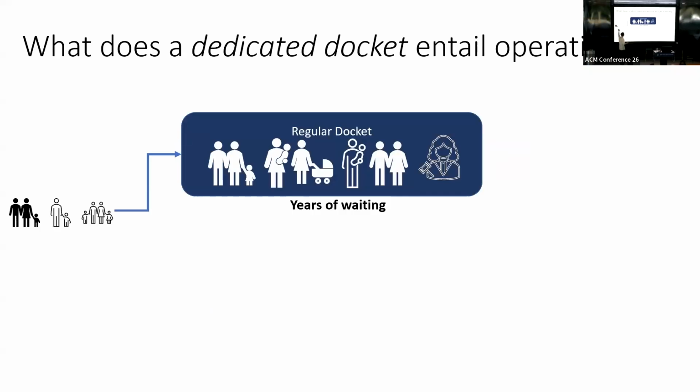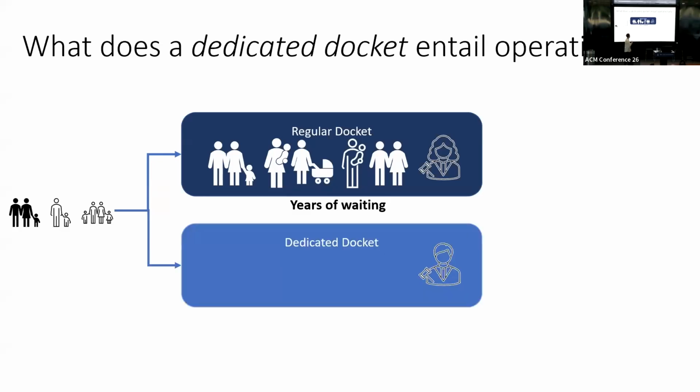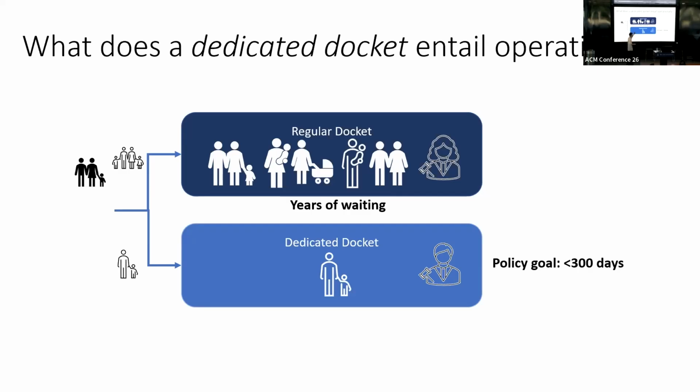In general, asylum seekers will join a regular docket to wait for a court hearing. And as I mentioned before, this will take years of waiting. The new program will introduce a fast-track docket, or fast-track queue, where some people will join the dedicated docket, and the policy goal is for all cases to be heard within 300 days since their application.